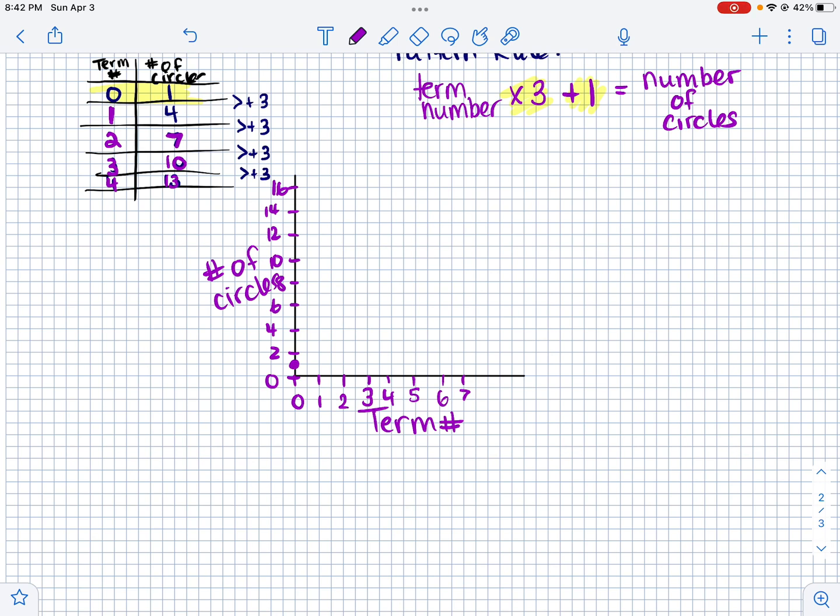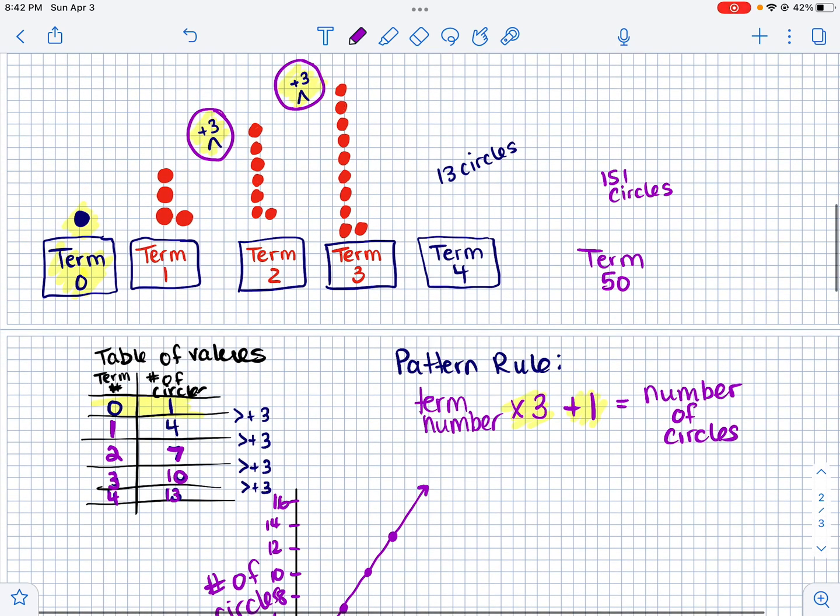So at 0, I have 1 circle. At term 1, I have 4 circles. At term 2, I have 7. At term 3, I have 10. And at term 4, I have 13. So you can see from my graph that, again, it is a linear relation. It's going up in a straight line. So that's how I could take a pattern and discover some stuff about it: make a table, make a graph, and make an equation.